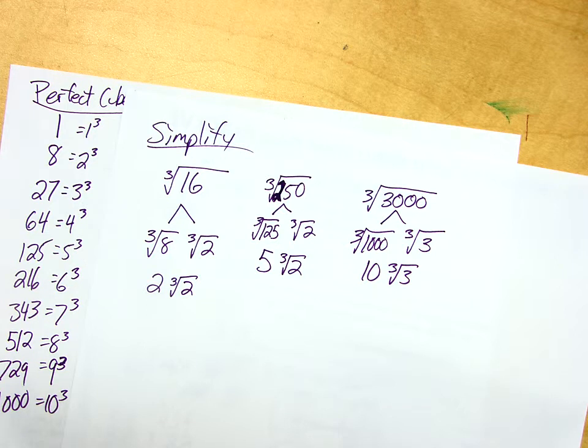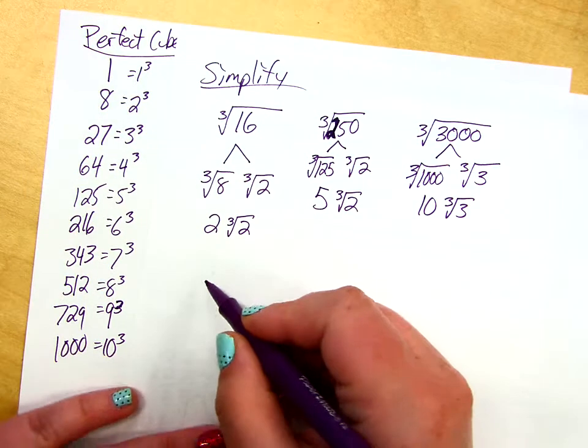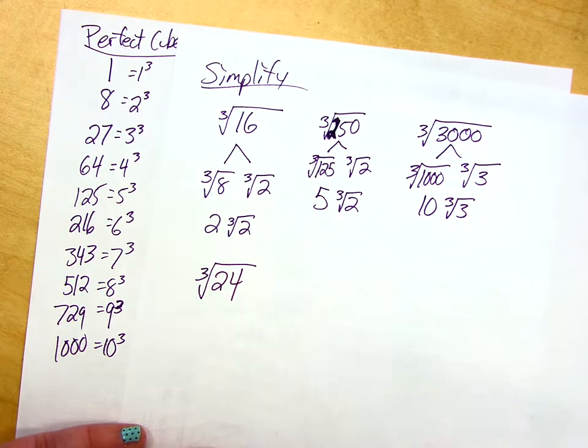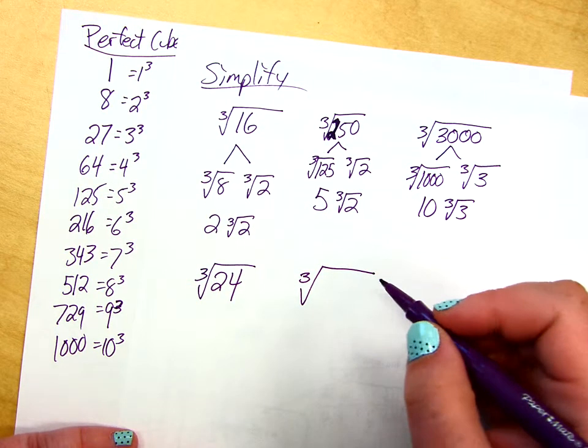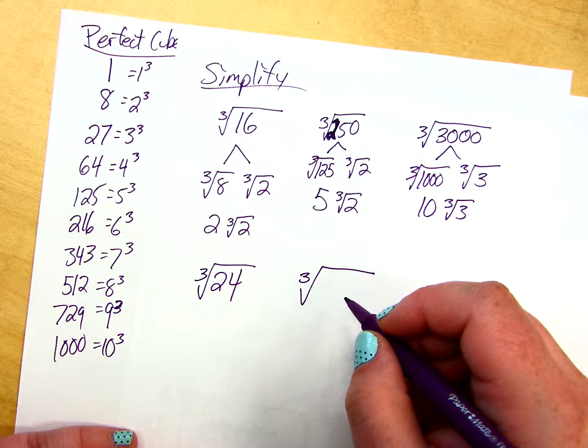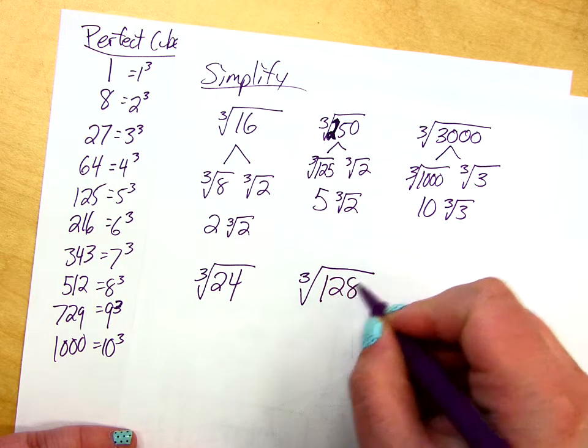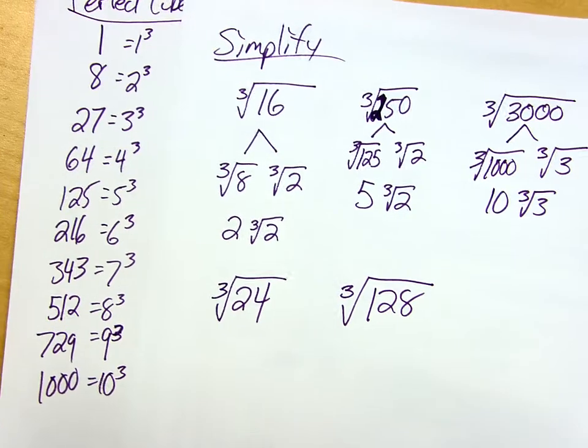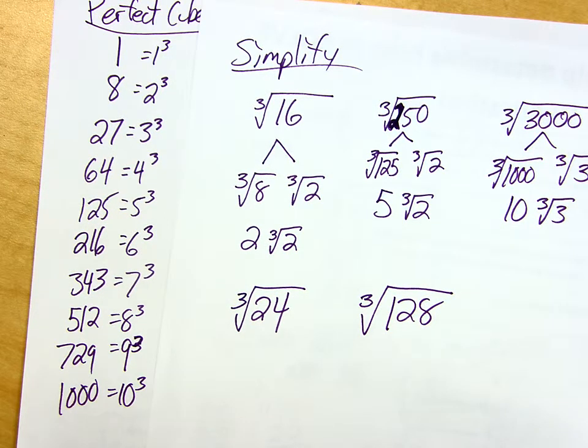So let me give you two to try on your own without me telling you what's what. How about the cube root of 24, and let's try the cube root of 128. Try these two. Two separate ones, yep.